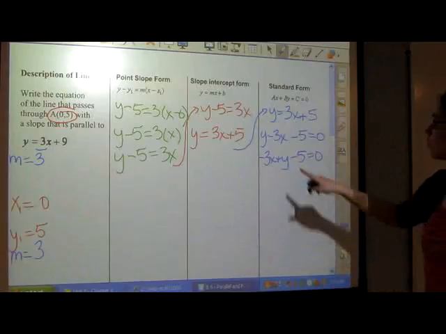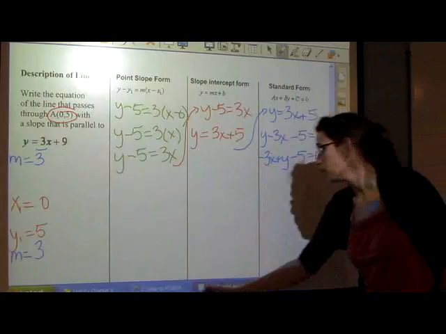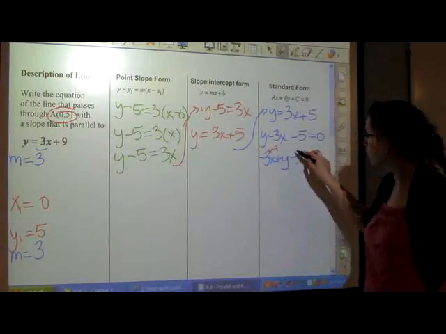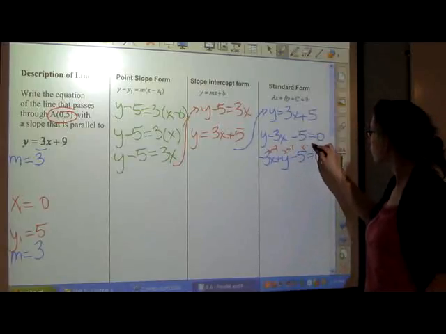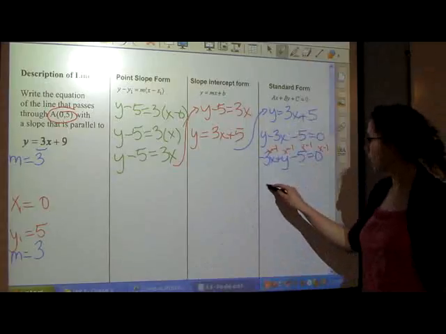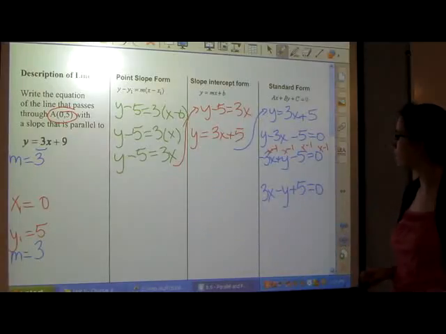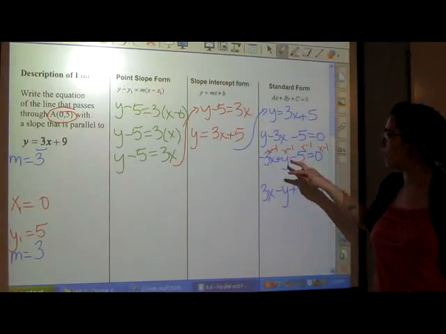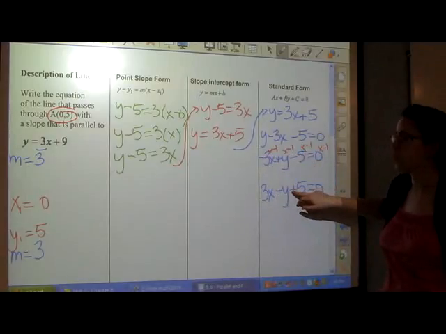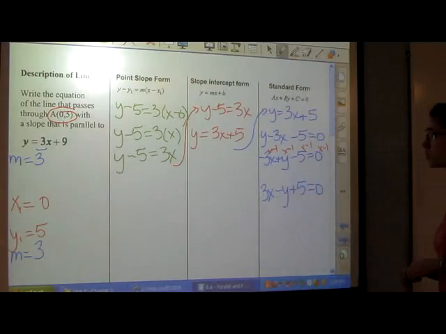My next step, remember in standard form, we cannot have a negative sign as our first term. So to get rid of that negative sign, I'm going to multiply every single term here by negative 1. So times negative 1, times negative 1, times negative 1. And when I do that, we get 3x minus y plus 5 equals 0. In other words, multiplying by negative 1 changes every single sign. So this negative becomes plus, this plus becomes minus, this minus becomes plus, and 0 just stays as 0. So 3x minus y plus 5 is equal to 0.